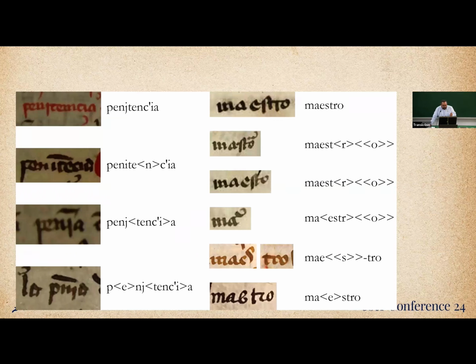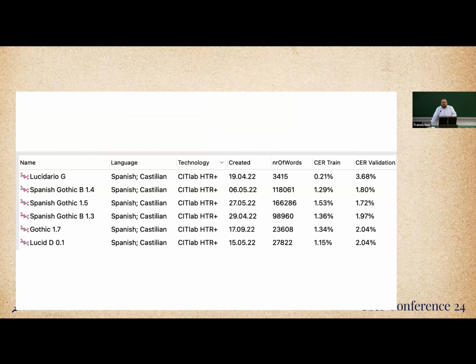Initially I started training transcription models in the now defunct HTR+, and we had really good percentages. My logic was that anything above 3% is bad, so we tried to lower it. The Spanish models that we see here were trained on rather small text, like 20 bifolios. In one case, the Spanish Gothic 1.5 has 166,000 words, 22,000 lines, which is a whole manuscript.